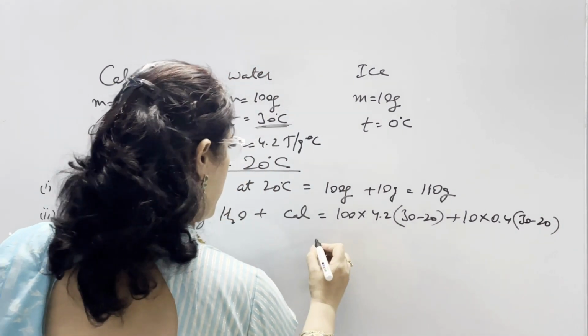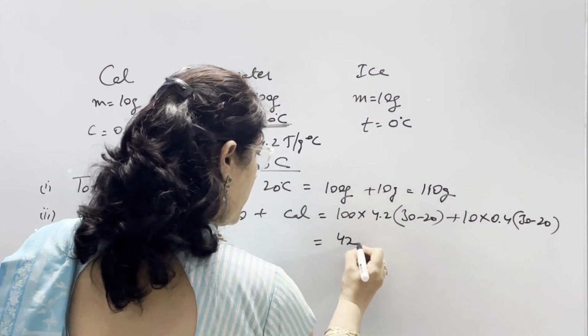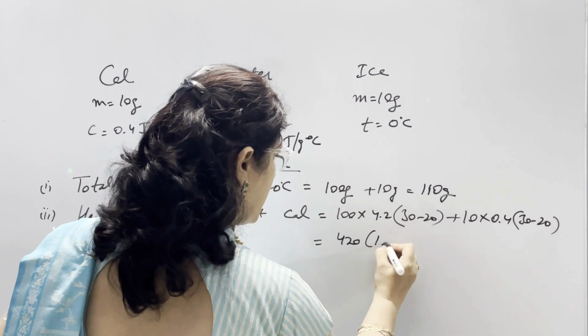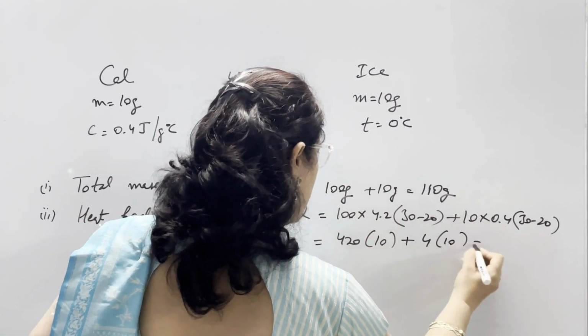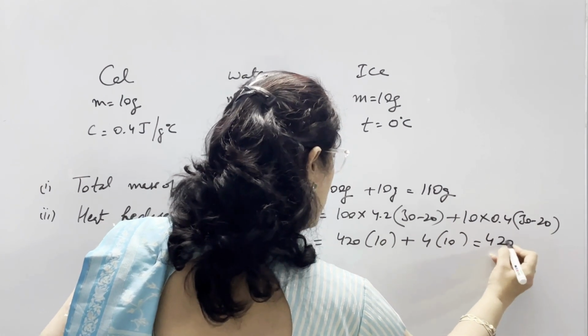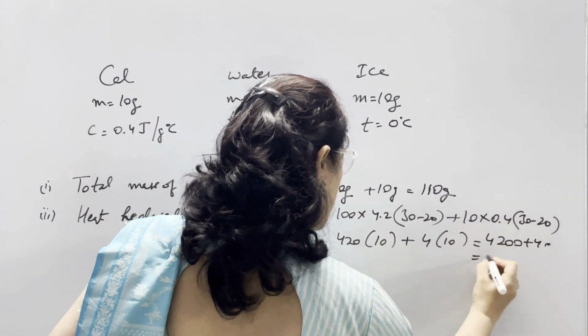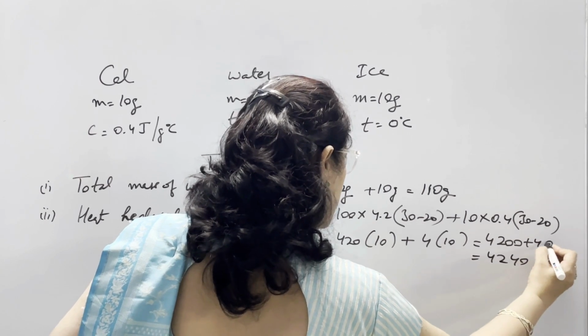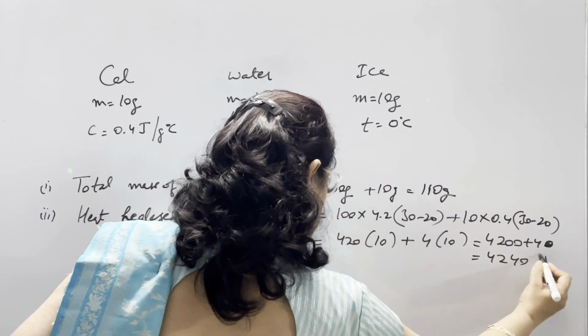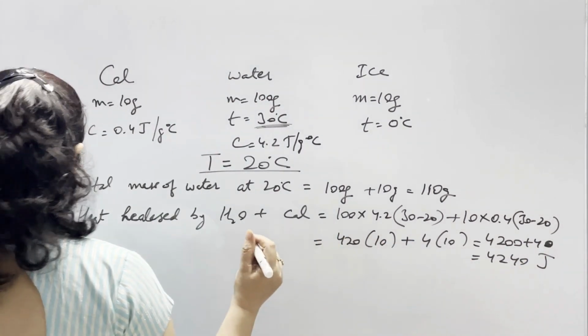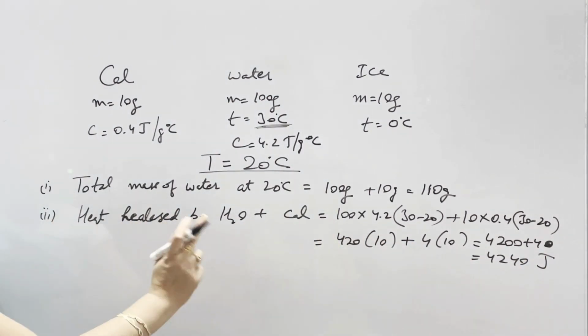So we can take them common also. This is 420 and then 30 minus 20 is 10. Then this is 4 and then 10. It means 4200 plus 40, 4240. This is the heat energy released. So its unit is joule. So 4240 joule is the total amount of heat released by water and then calorimeter.